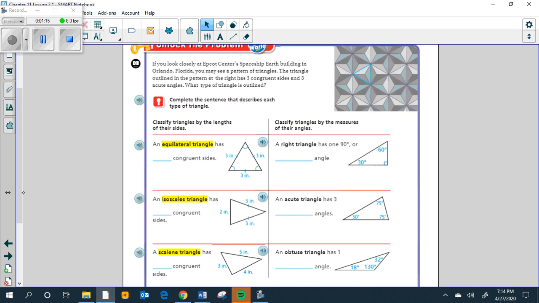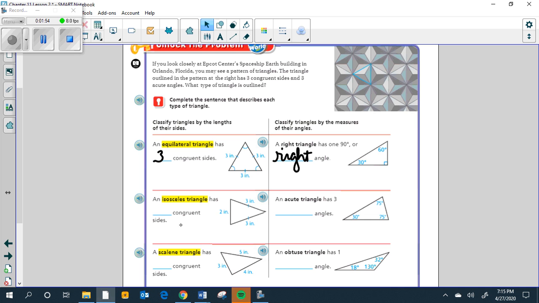So let's go ahead and complete each of these sentences. An equilateral triangle has 3 congruent sides, and we can see that here. They're all the same size, they're all the same angle. And a right triangle has 1 90 degree or right angle, and that's shown right here. The little square in the corner, remember, means that this angle is a 90-degree angle. So this one is a right angle.